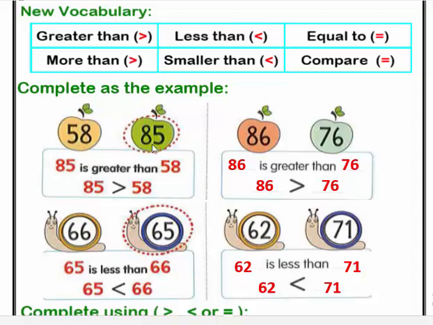Okay, now we will look at the tens. 58 and 85. In 58, where are the tens? 5 or 8? Yes, 5. And in 85, where are the tens? 8 or 5? Yes, 8. Which is bigger, 5 or 8? Yes, 8. So the number 85 is the bigger. So 85 is greater than 58.